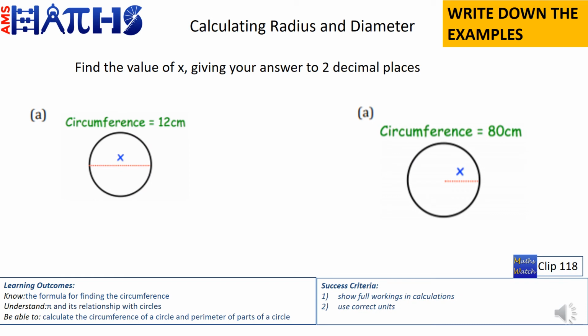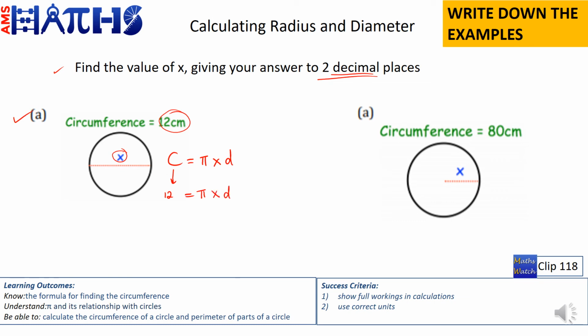We're going to look at calculating radius and diameter of a circle when we're given the circumference. So the question says find the value of x giving your answers to 2 decimal places. So for the first one here, we have the circumference is given 12 centimeters, and we need to find x, and x in this case is the diameter, so we go for the formula where diameter is involved. So circumference is equal to pi times diameter. They said that the circumference is 12, so we're going to put that in there, and then write back pi and d diameter, because that's what we want to find.